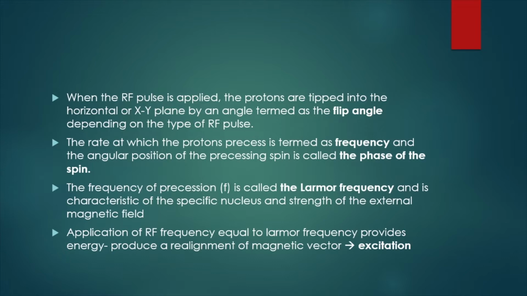The frequency of precession is called the Larmor frequency, and it is characteristic of a specific nucleus and the strength of the external magnetic field. The application of radio frequency equal to the Larmor frequency will provide energy that produces the realignment of the magnetic vector. This process is called excitation.